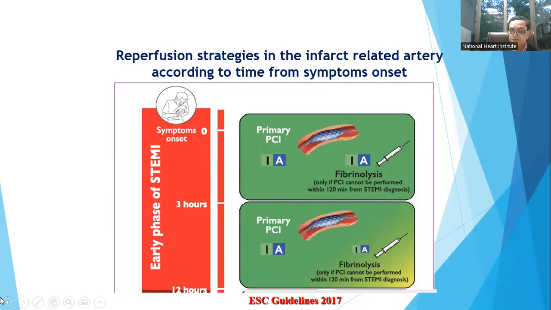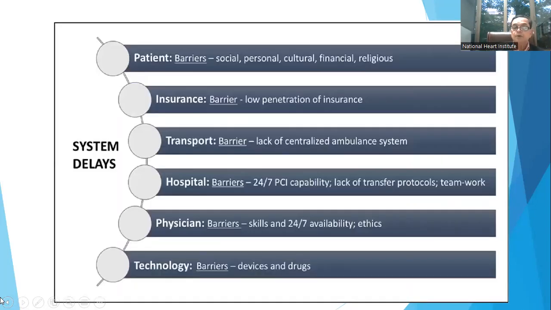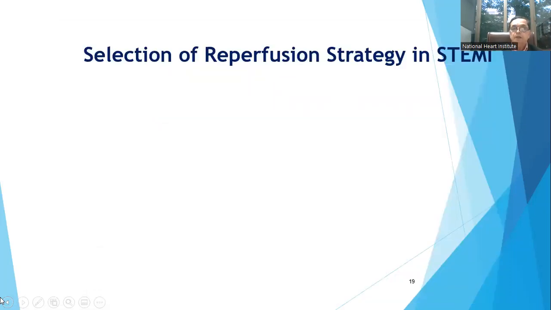And of course, wherever there is facility, primary PCI remains the choice. With the primary PCI, there are multiple barriers: patient-related barriers, social, personal, cultural, financial, insurance barriers, transportation from a far place to the center where there is a facility for primary PCI; hospital barriers, availability of PCI facility 24/7, availability of personnel, physicians' availability, and of course devices and drugs availability.